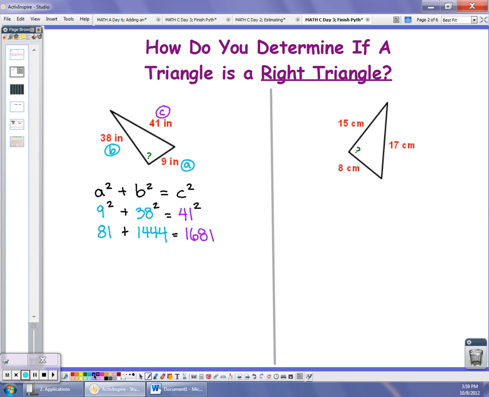Now our mathematical instincts tell us to go ahead and add 81 plus 1,444. That turns out to be 1,525. I'll bring down the equal sign, and I bring down my 1,681. Now the statement says 1,525 is equal to 1,681, and that is obviously not true. Since this is a false statement, we could go ahead and conclude that this is not a right triangle.